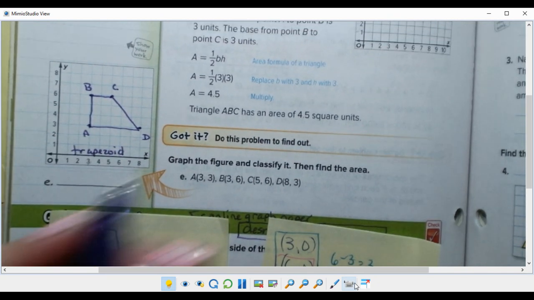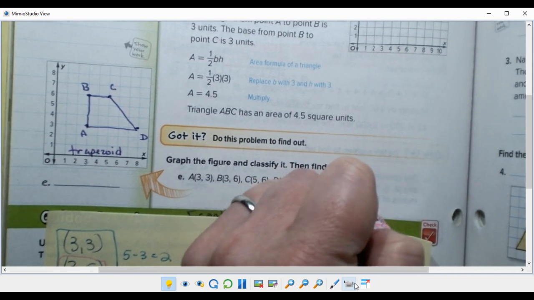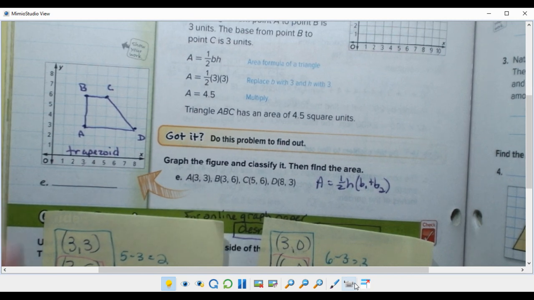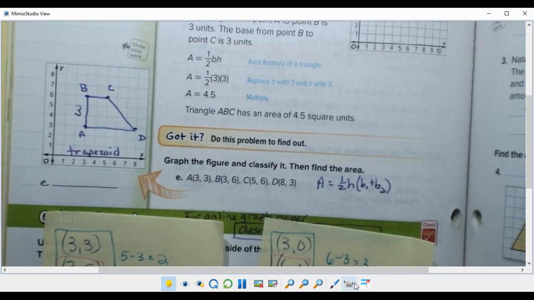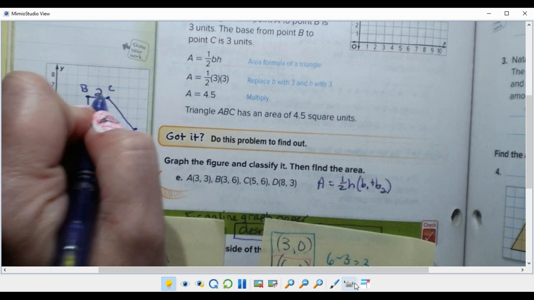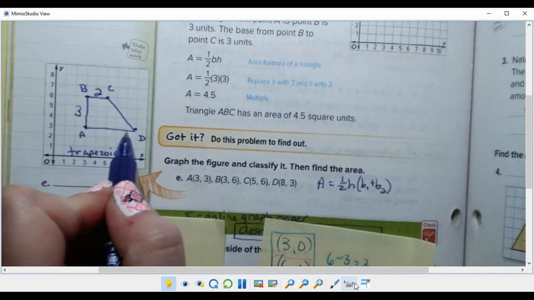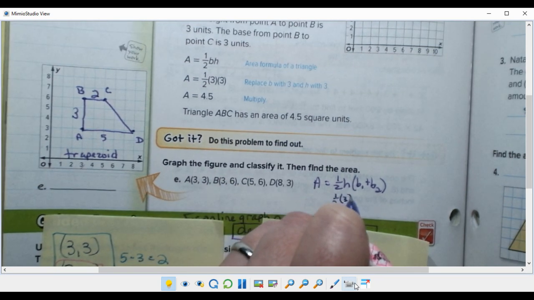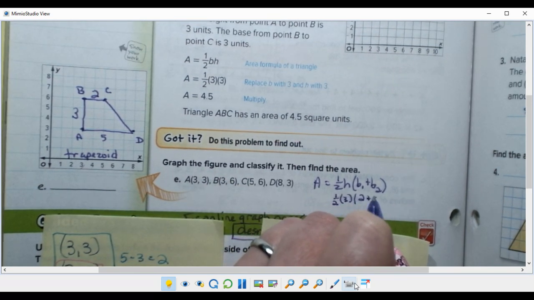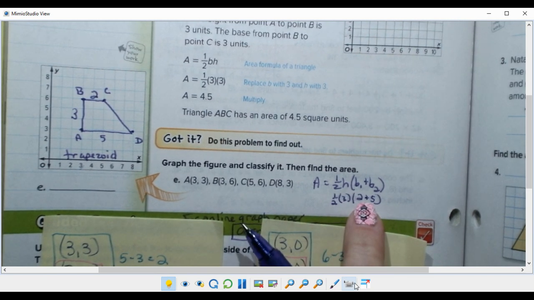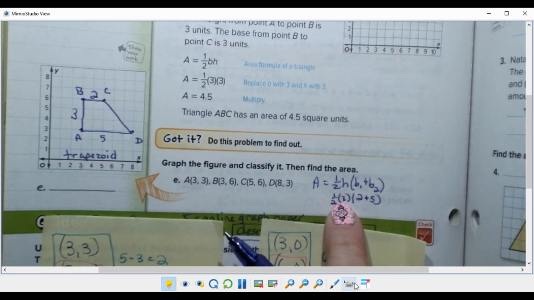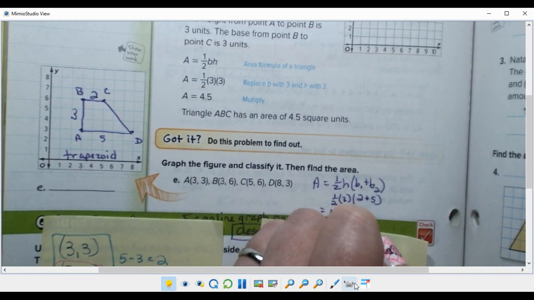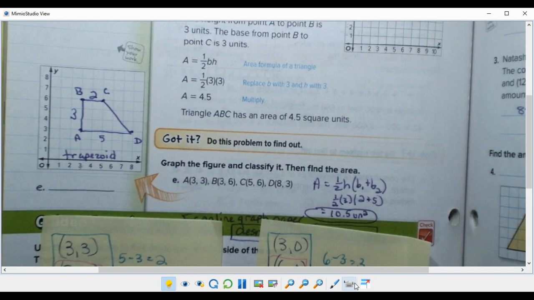And then I can use my formula, area equals 1/2 height times base 1 plus base 2. My height is going to be 3. My bases are going to be 2 and 1, 2, 3, 4, 5. So we'll do 1/2 times 3 times 2 plus 5. So this turns into 7. 7 times 3 is 21. 21 cut in half is 10.5 square units. And that's it.